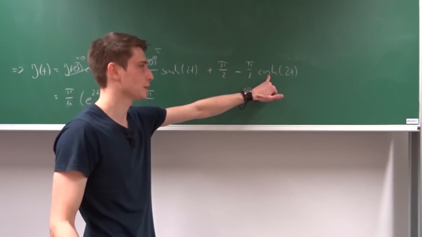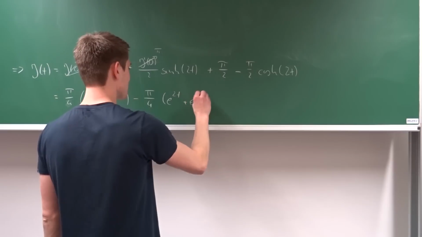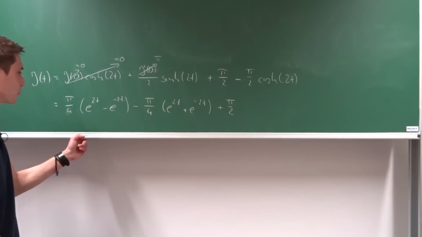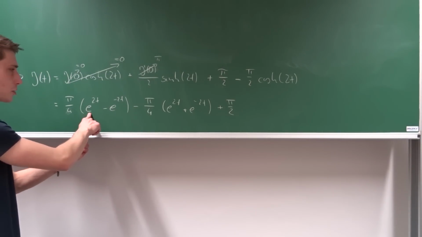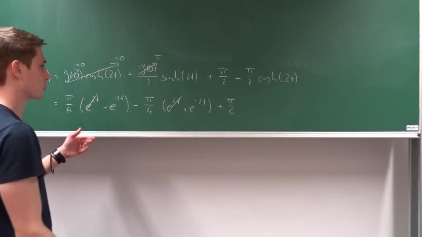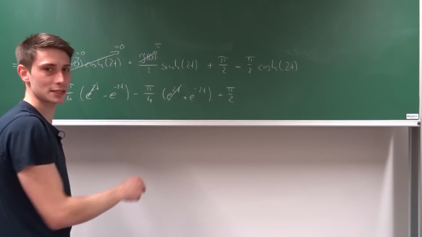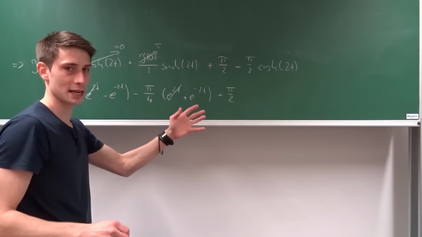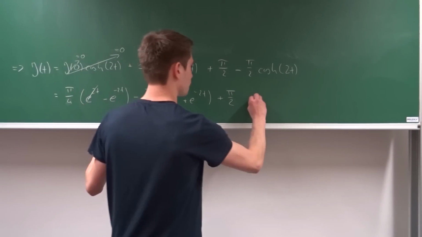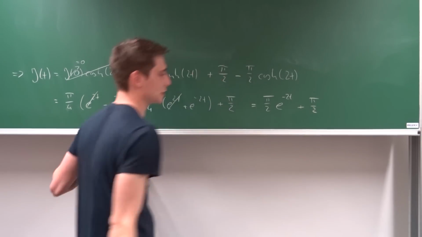This will also give us something over 2, so we can bring this 2 to the front. So this is pi over 4 times e to the 2t plus e to the minus 2t, and positive pi over 2. But the great thing is, this term and this term will cancel out because we have a minus sign right here. So this will vanish, and what we end up with is just minus pi over 4 e to the minus 2t, and the same term. So we have this term 2 times. 2 and 4 will cancel out, so we have pi over 2 times e to the minus 2t, positive pi over 2.